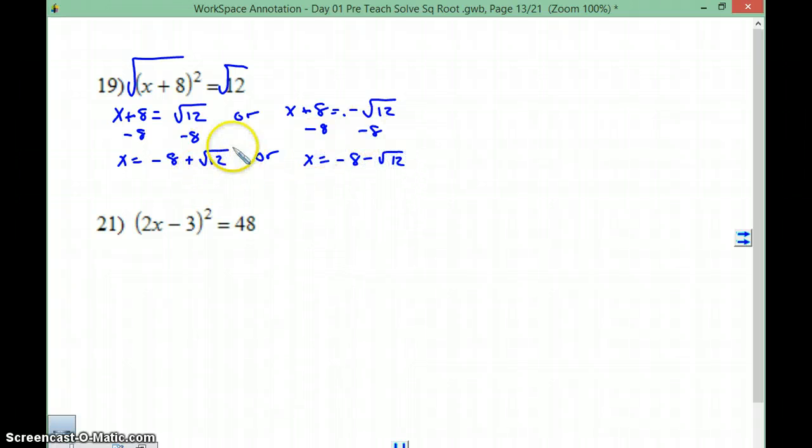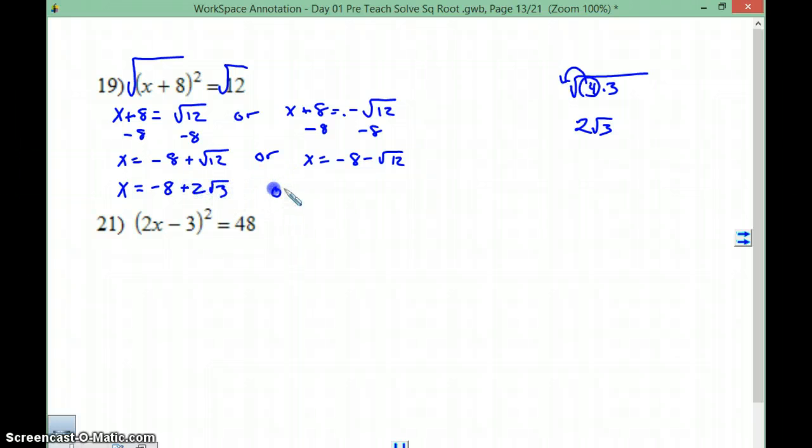Okay, do you remember how we can simplify root 12? Let's do that over on the side. That's the same thing as 4 times 3. Take the square root out, equals 2 root 3. That's the simplified version. So I should rewrite this as x equals negative 8 plus 2 root 3. Or x equals negative 8 minus 2 root 3.